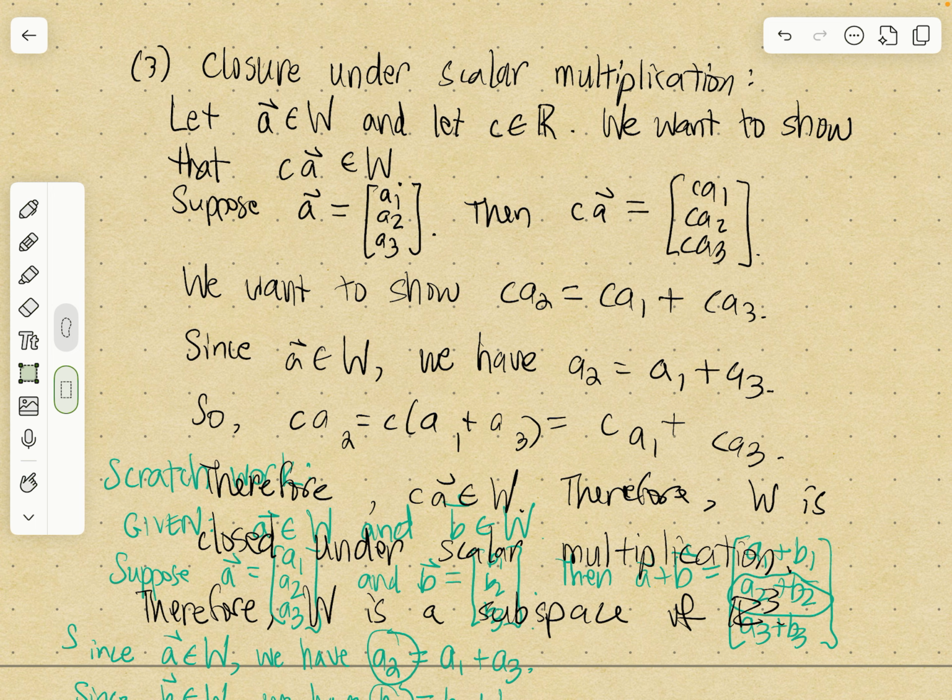Okay? So that's an example of how to show something is a subspace. It does take time, but in this video, we really did go over every single step that you need, and we explained why we did the steps we did.